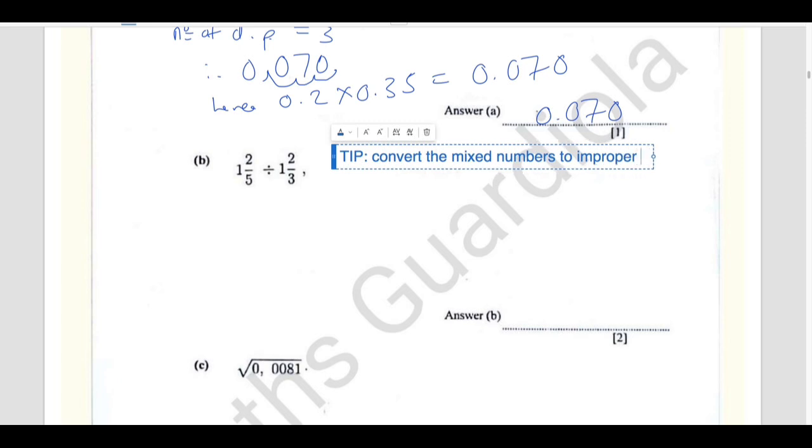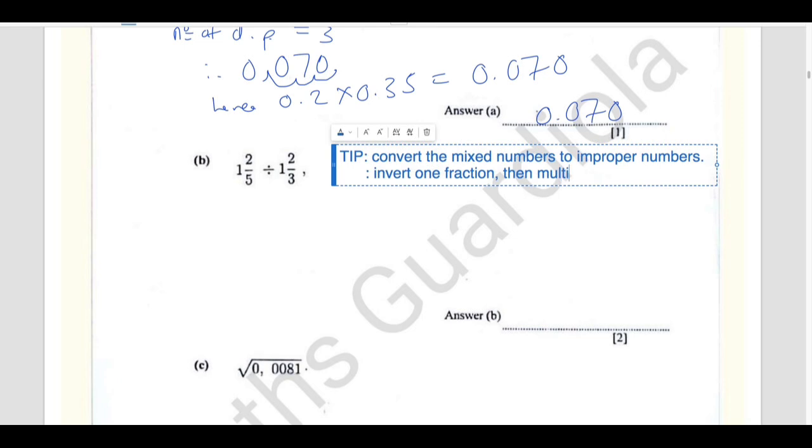After you've done that, then you need to invert one of the fractions, either the first one or the second one, preferably the second one, so that you don't confuse yourself. Just invert the second fraction, so that the numerator becomes the denominator and the denominator becomes the numerator. That's what we mean by inverting one of the fractions.